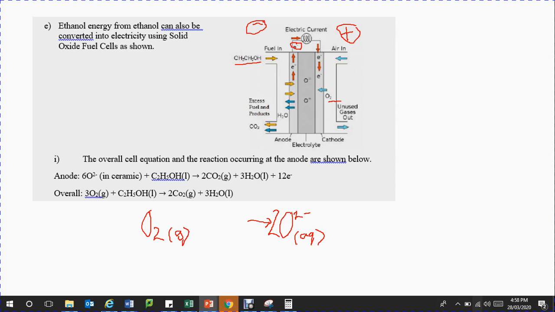So we've got a 4 negative charge over here, and we've got neutral here. So we want to balance those electrons. On the left, I'm going to have to add 4 electrons. And this is a reaction that's occurring at my cathode.